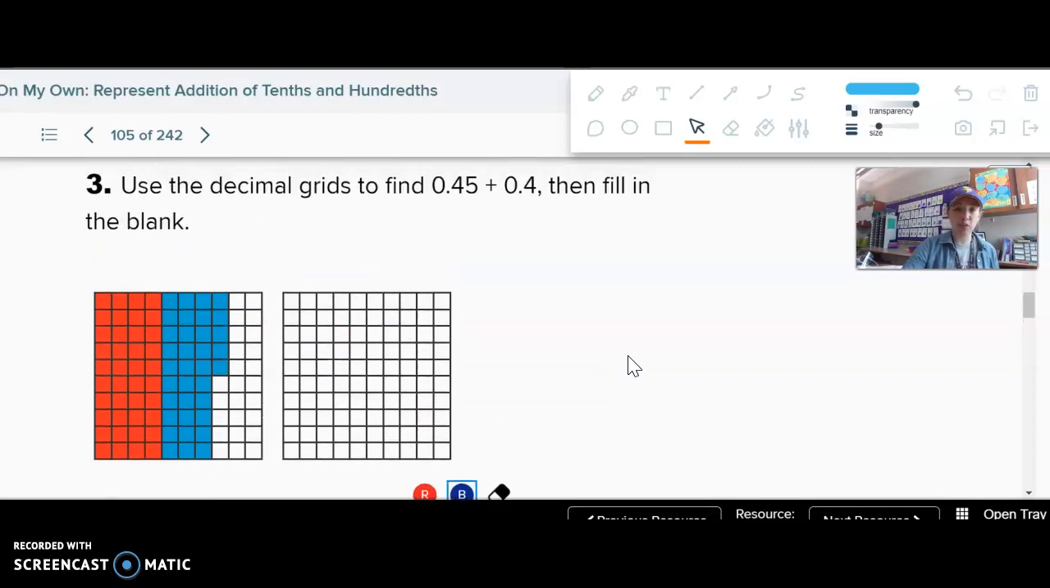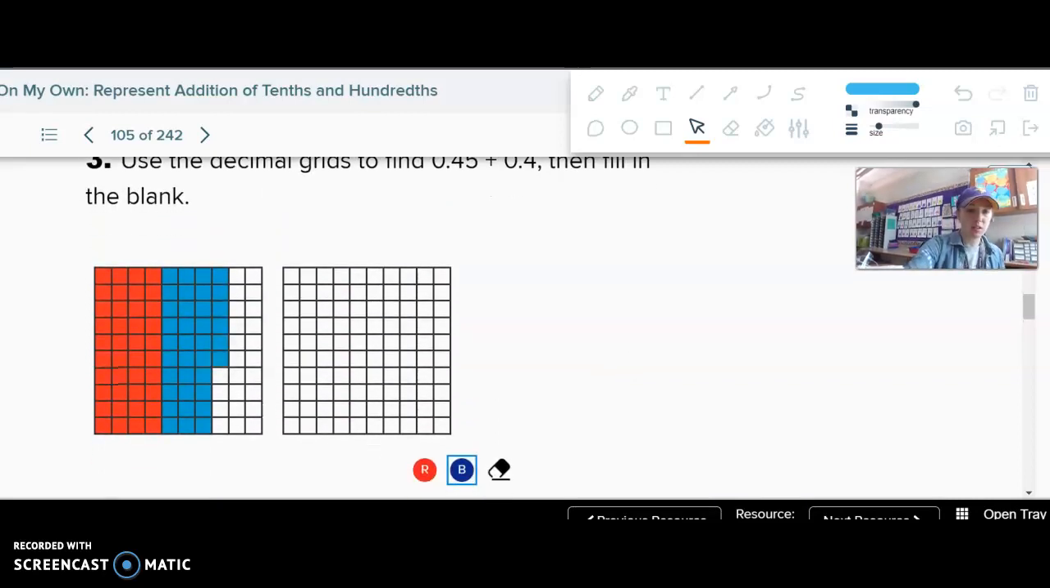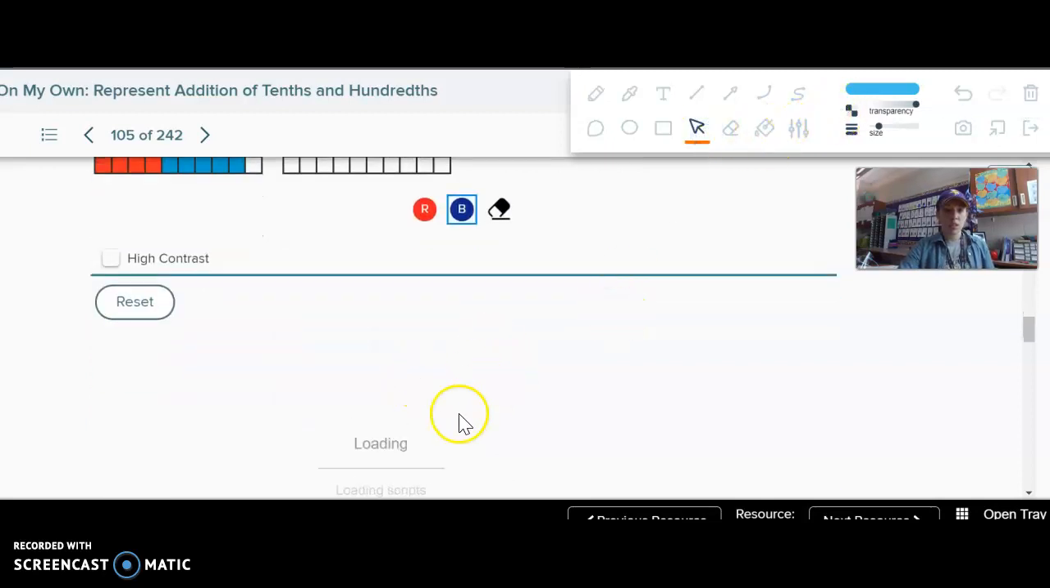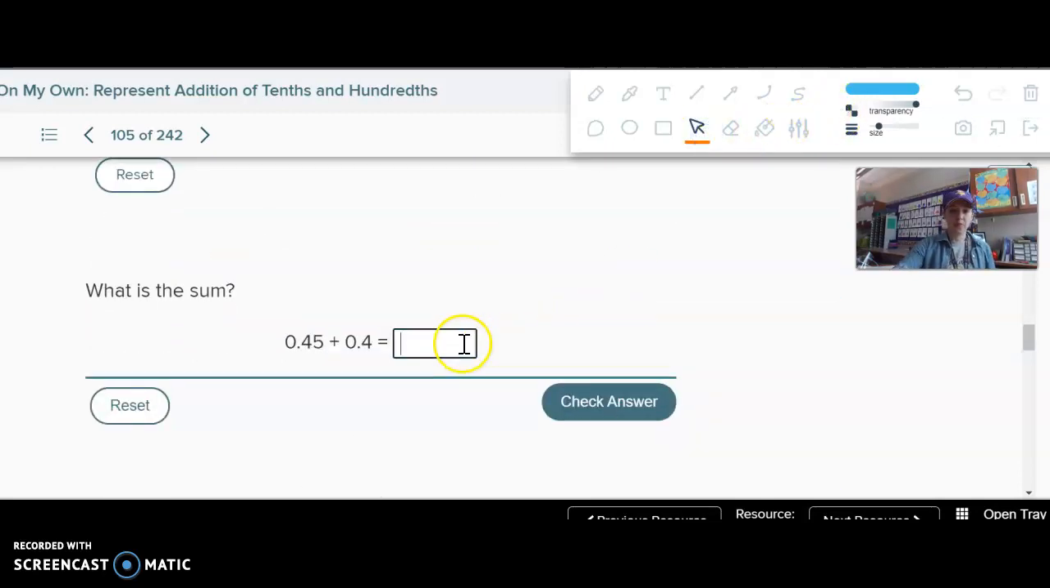I only filled in 3 of the blue rows instead of 4. I would have gotten the wrong answer because I wasn't being careful. Hopefully you noticed that before I did. There we go. 40 or 4 tenths, then 45 hundredths. So I can say, okay, 1, 2, 3, 4, 5, 6, 7, 8 full rows, which is 80. 5 more, 85 hundredths.